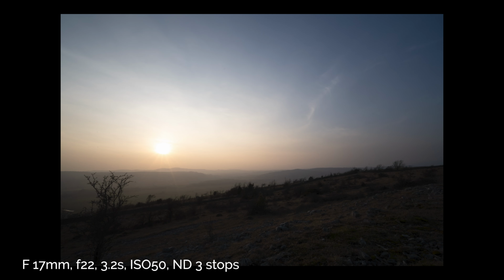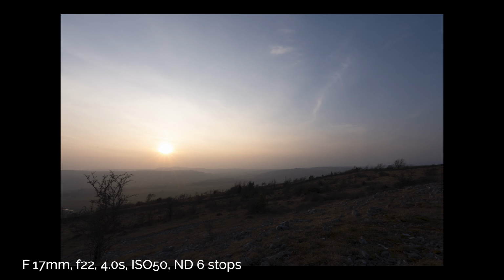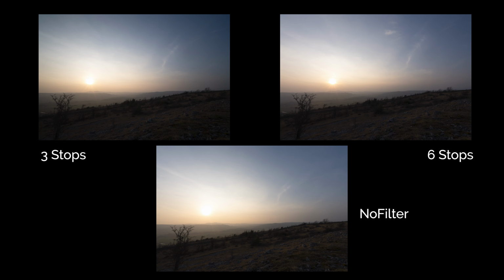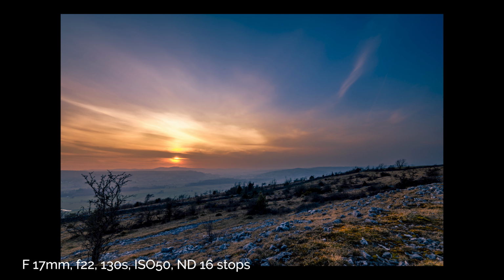Now let's look at the ones from the Format High Tech system. Here's the one at 3 stops, and this was 3.2 seconds exposure. And here's the one at 6 stops, and that was a 4-second exposure. You see, the big difference with both of these is the colour matches very close to the one without any filters at all. And just for fun, here's the one I took with 16 stops after it's been edited, and you can see that 16 stops was actually a 130-second exposure, and that's now what's added some drama to my picture and made it more artistic, that really long exposure.